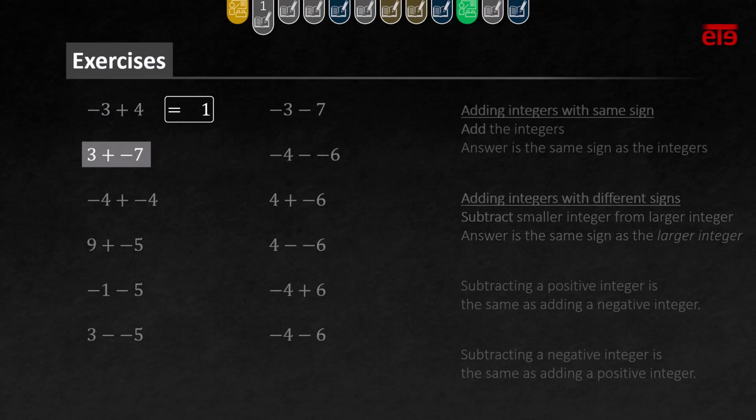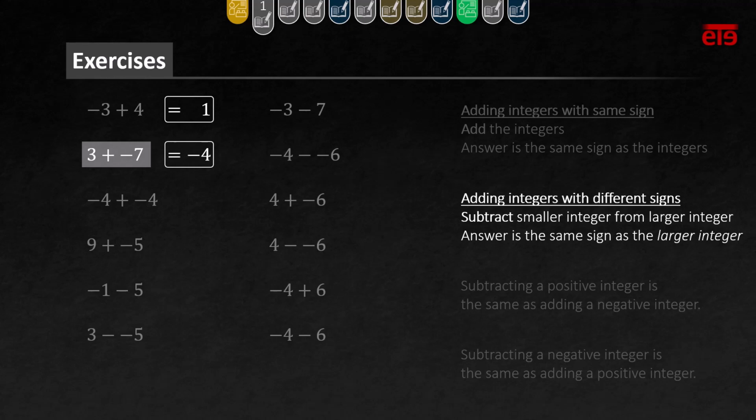3 plus negative 7. The integers have different signs, positive 3 and negative 7. 7 minus 3 is 4. 7 is greater and the sign must be the same as that of 7. Negative 4 is the answer.